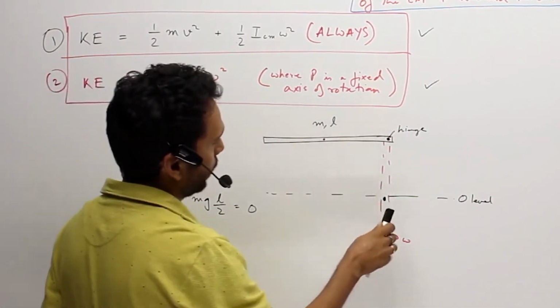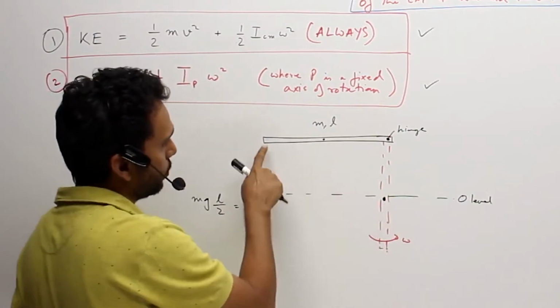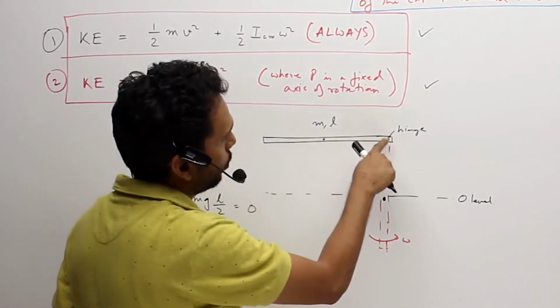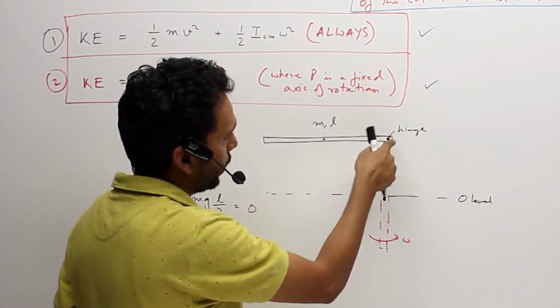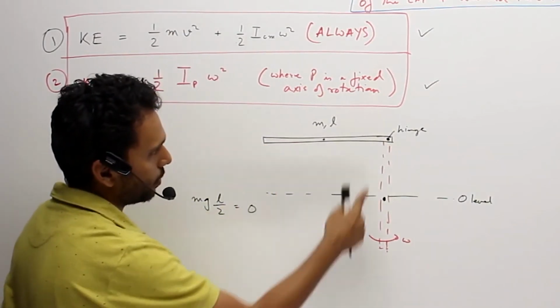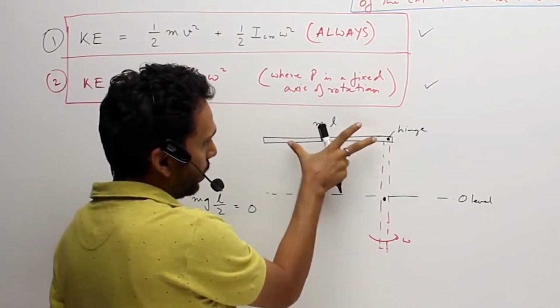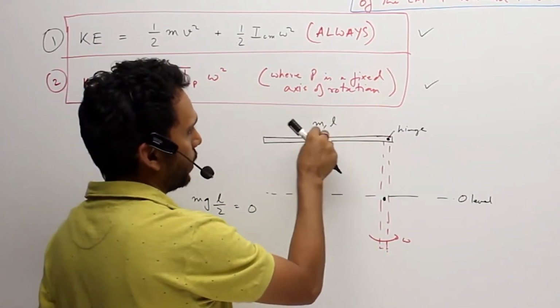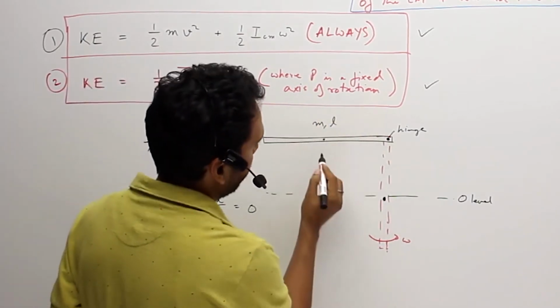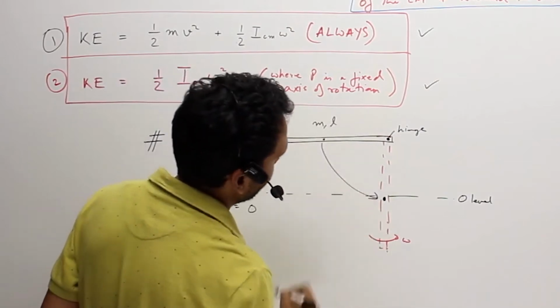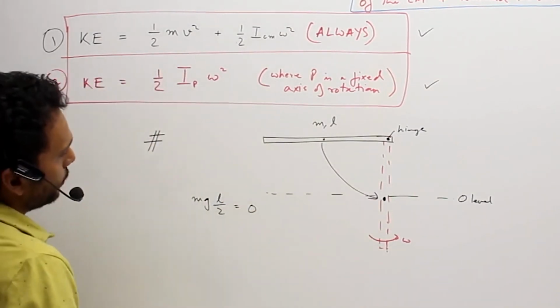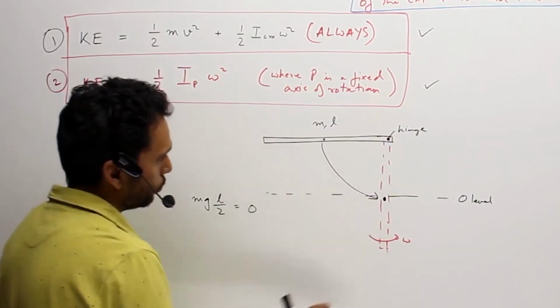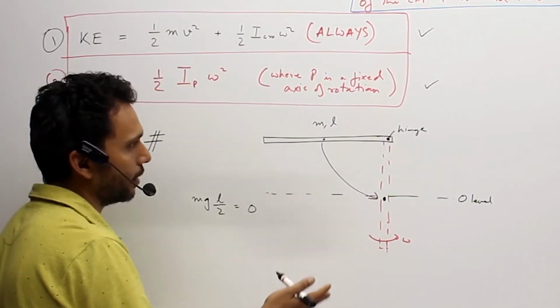The rod has not dropped by L, the tip has dropped by L. But the mass was not at the tip. The mass was not even here. This part has not dropped at all. So some part has dropped by L, some part has dropped by 0, but as a consolidated mass at the center of mass, it has dropped by L by 2. This is where it has dropped to. It has dropped by L by 2. So the potential energy becomes 0. The loss of potential energy is gain in kinetic energy.